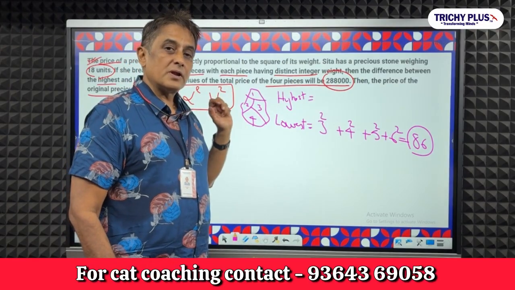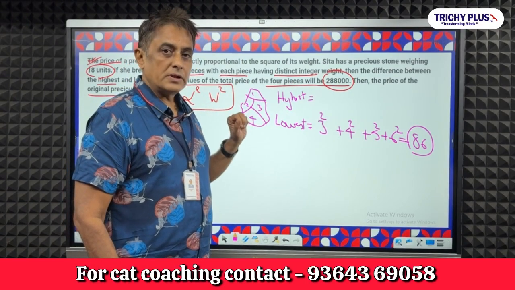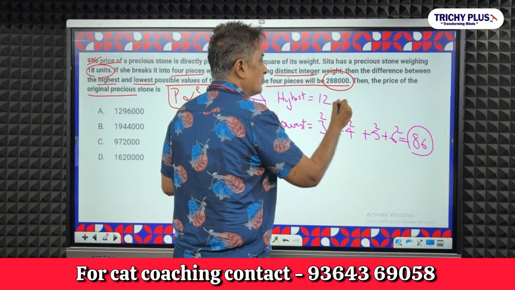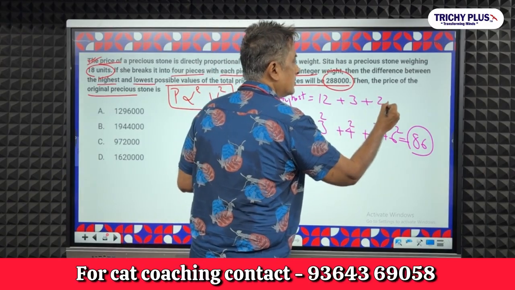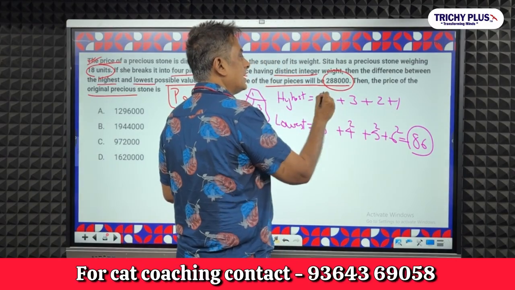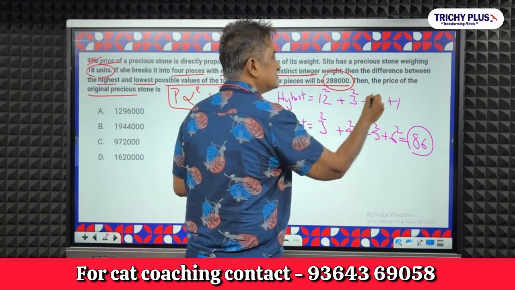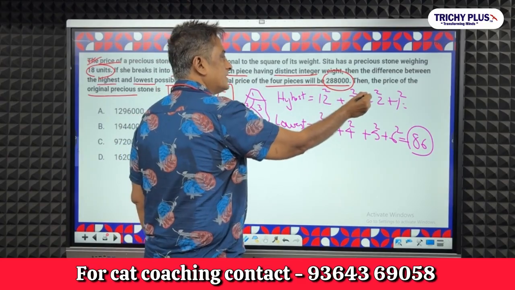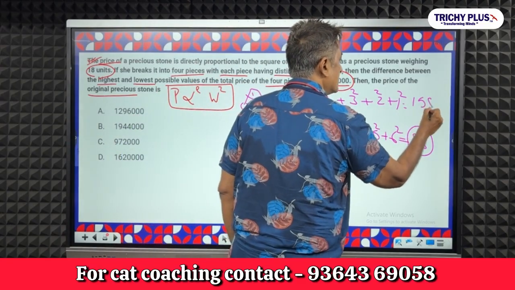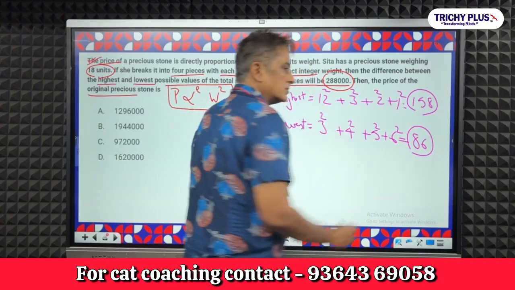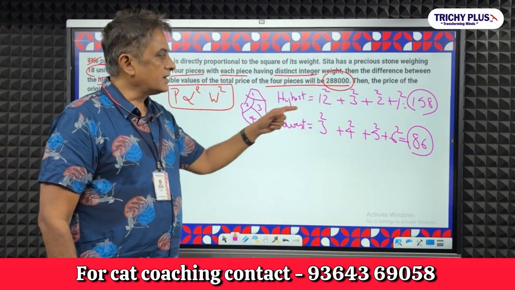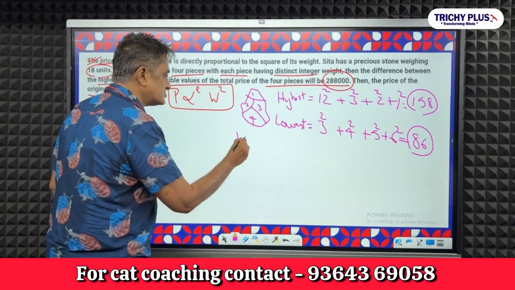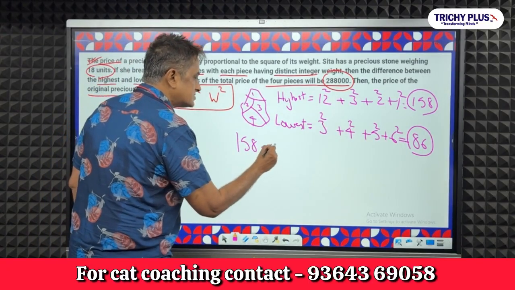So what can we do for the biggest square? Suppose I keep one as 12, one as 3, one as 2. Let us say 12, one is 3, one is 2, one is 1. Total it, you are getting 18. 12 squared, 3 squared, 2 squared, 1 squared. Total is 144, 153, 157, 158. Okay, so the highest price here is 158. The lowest price here is 86. So highest is 158, lowest is 86.